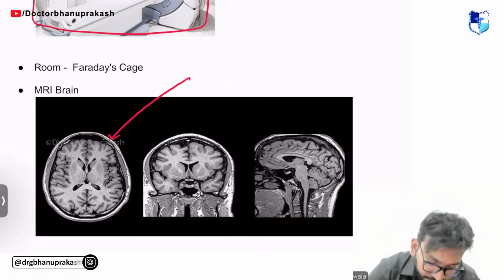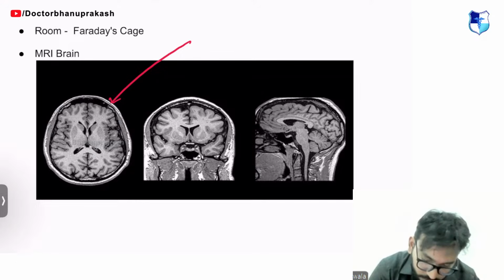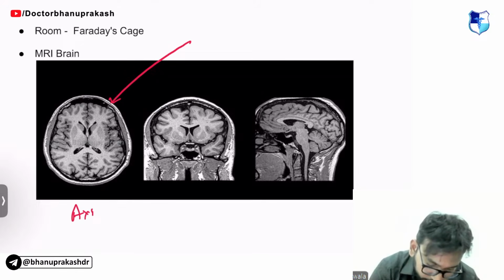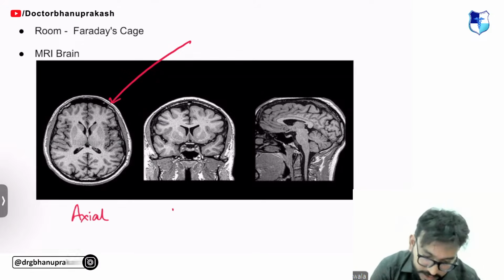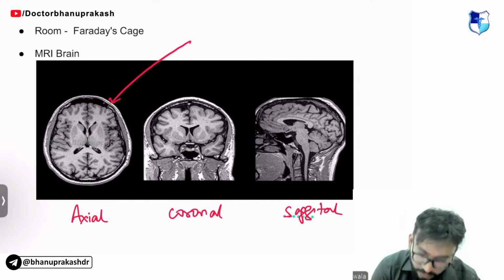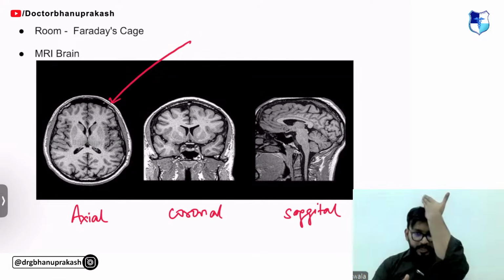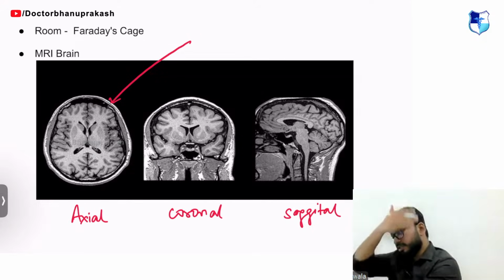This view is known as your transverse view or the axial view. This is your coronal view, guys. And this is your sagittal view, along the sagittal plane or the midsagittal view. The sagittal plane is like this. If I cut from the center, I'll have to look at it from the side. This is your sagittal view.